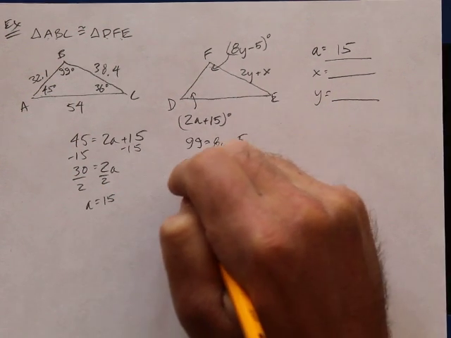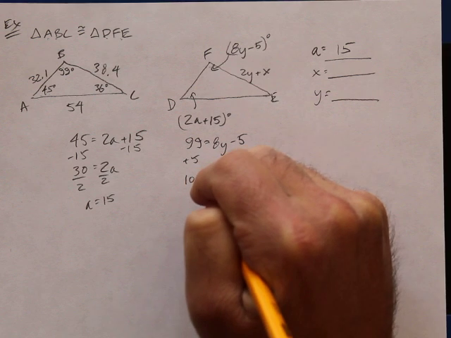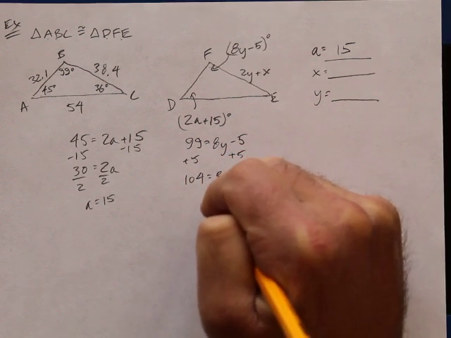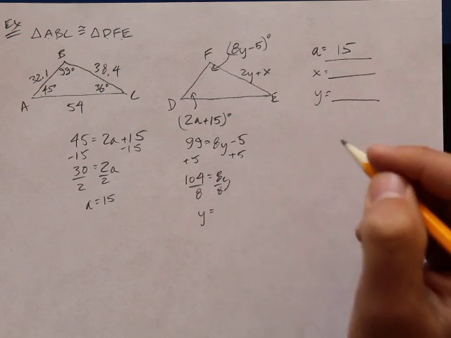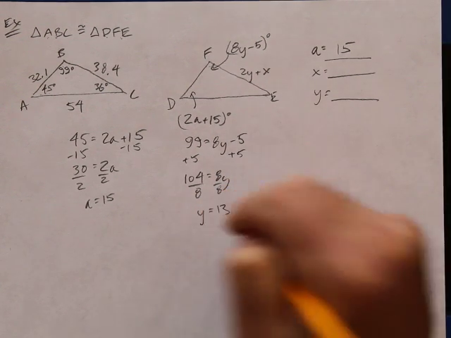I'm going to add 5 to each side. 104 equals 8y, divide both sides by 8. Y equals 104 divided by 8. Gross, 13.